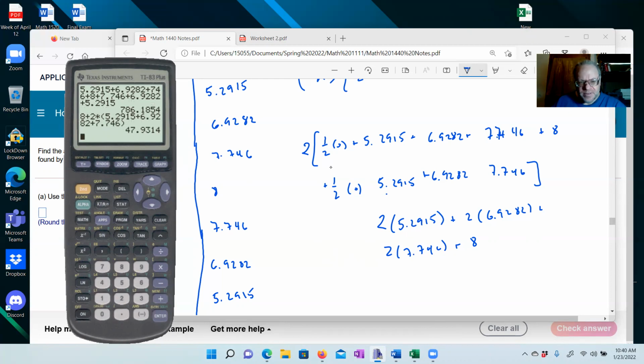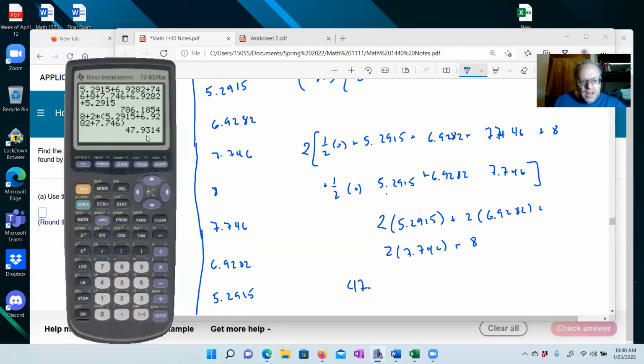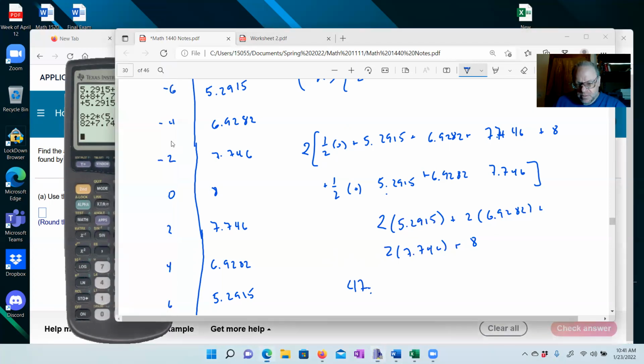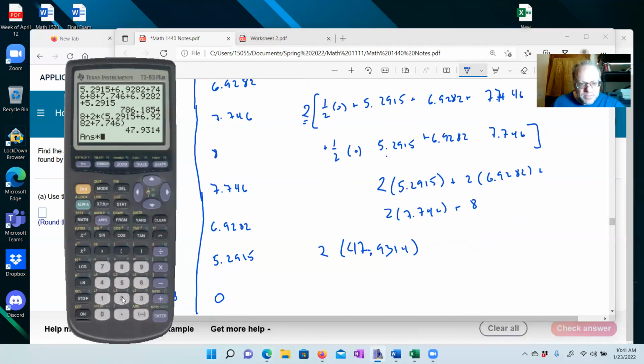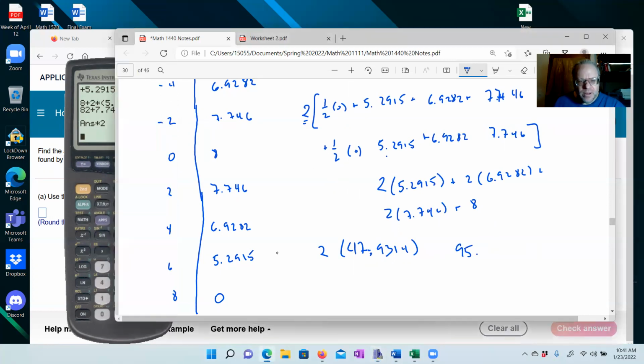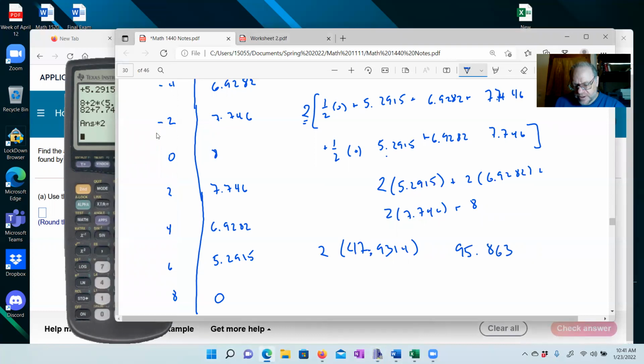So it's 47.9314, and I do believe I never multiplied by that first 2. So we're just going to put that in there. So times 2 equals, and we ended up with 95.863. And that is the trapezoid rule.